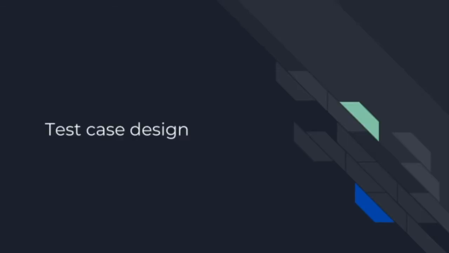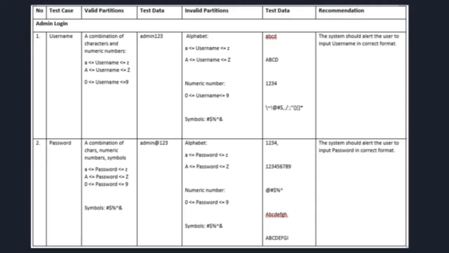Next will be the test case design part. I'll be explaining about the first test case, which is admin login. For admin login, it requires two test cases, which are username and password. For username, it only accepts a combination of characters and numeric numbers, for example, admin123. And for password, it only accepts a combination of characters, numeric numbers, and symbols, such as admin@123.